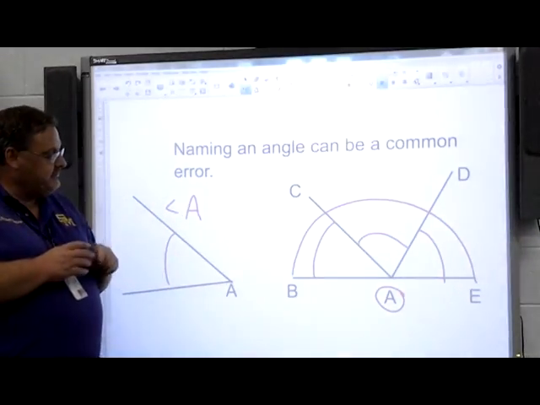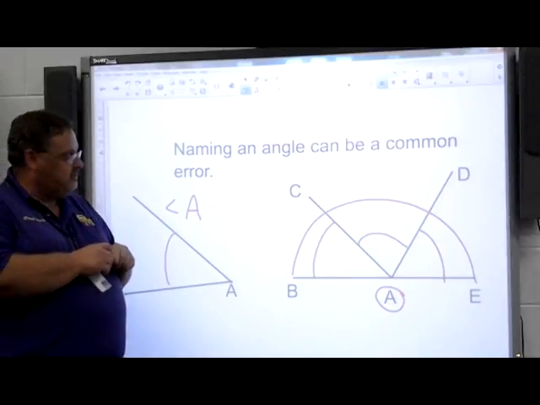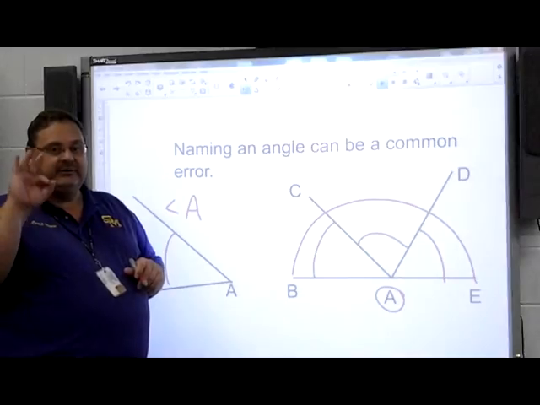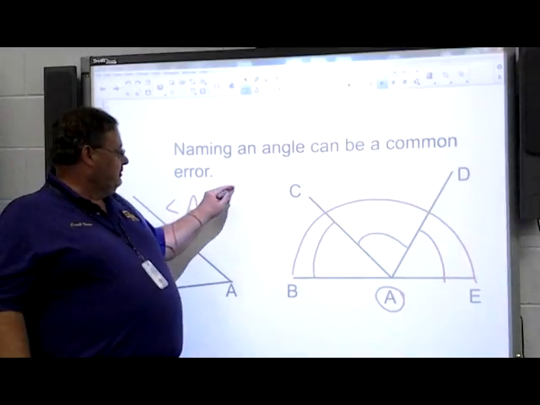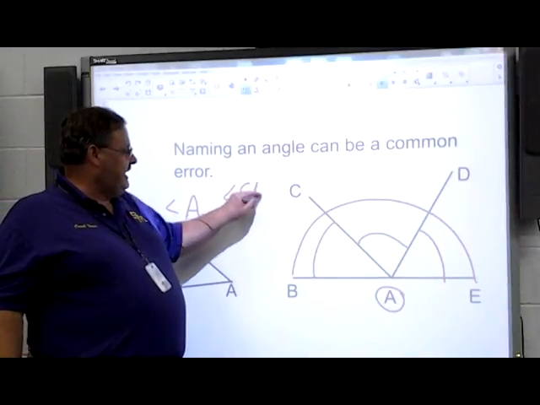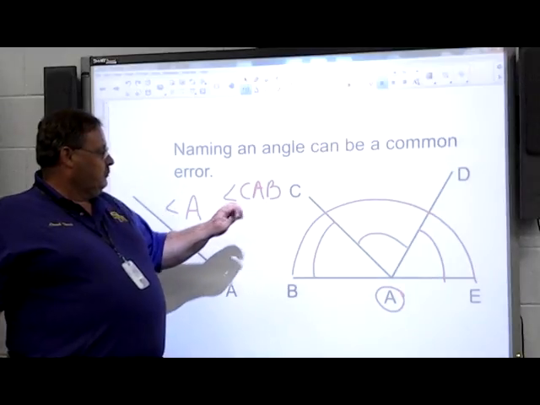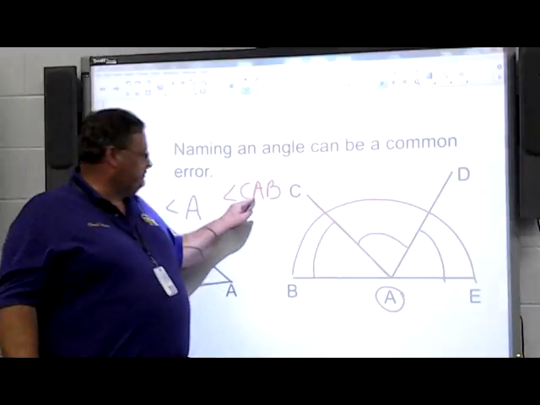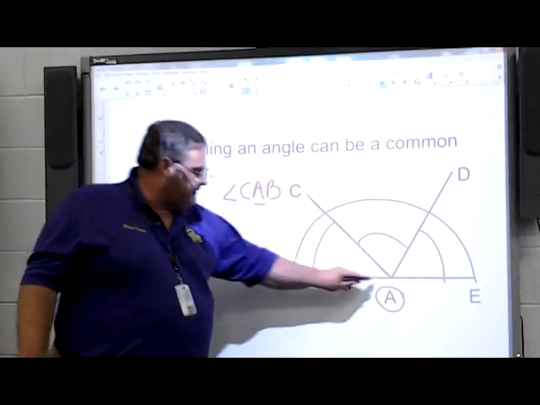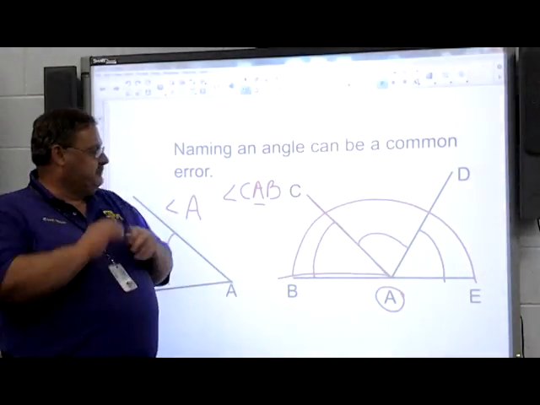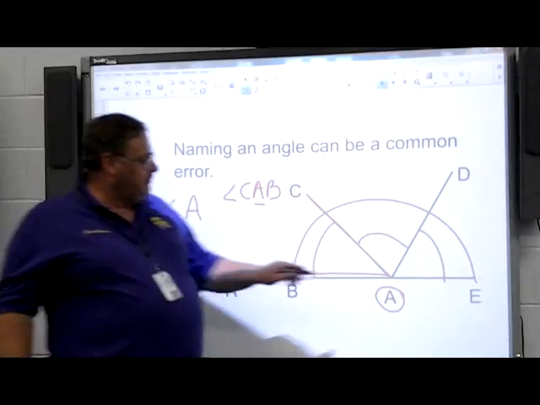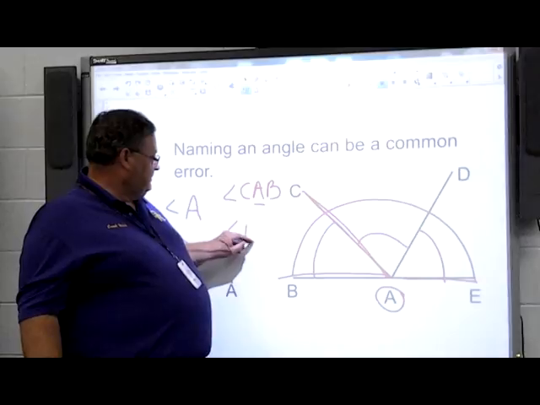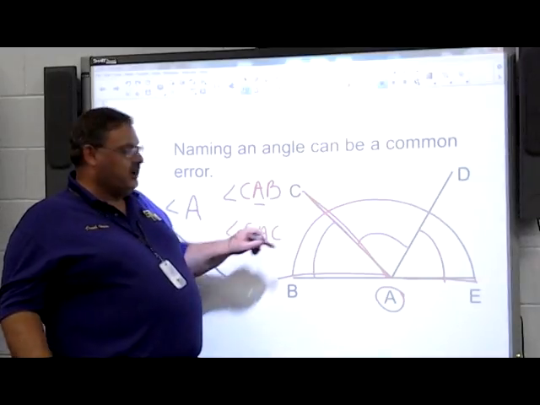So anytime that you have more than one angle that can be formed out of the same vertex, remember, we have to name it using 3 points. In other words, an example would be angle CAB. Where I'm starting from, to the vertex, which is always the middle, and then back to your opposite side. Another angle here could be EAC. And we can keep going on.